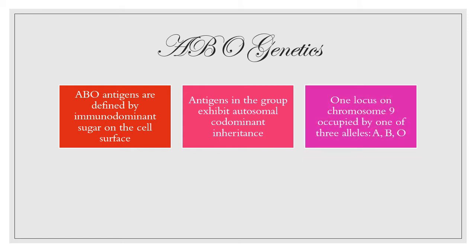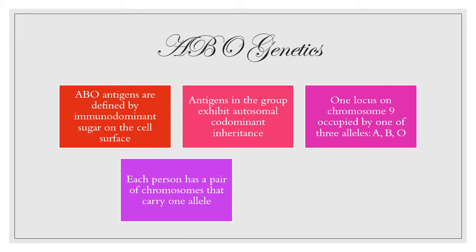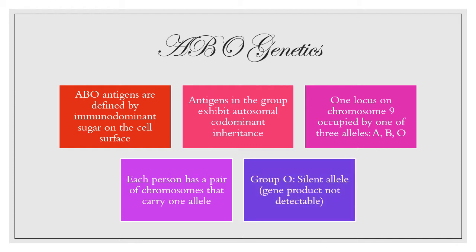One locus on chromosome 9 is occupied by one of the three alleles. The alleles are A, B, and O. Each person has a pair of chromosomes that carry an allele. This goes back to the genetics that we've already covered, where if you have a person who gets an A from a mom and a B from a dad, that person becomes AB. If the person gets an A from a mom and an O from a dad, the person becomes AO, which means the blood type will be A. Group O is considered a silent allele, which means there's nothing detectable, no product that shows up. It's the absence of A and B in essence.